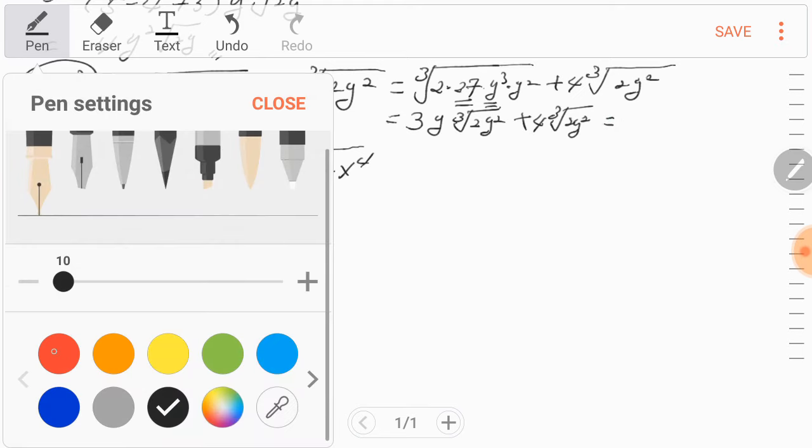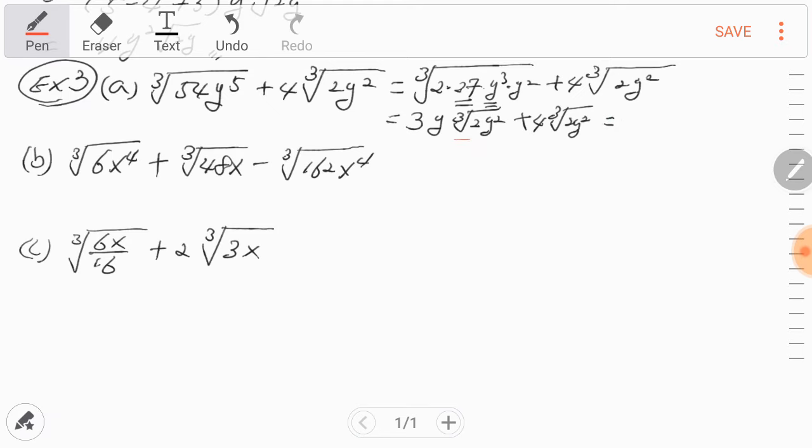So as we can see here, this is cube root of 2y squared, cube root of 2y squared. So we can combine these two. So it will be 3y plus 4, in parentheses, cube root of 2y squared. You know, just like factoring out the common factors. So we will assume that this like radical is a common factor.